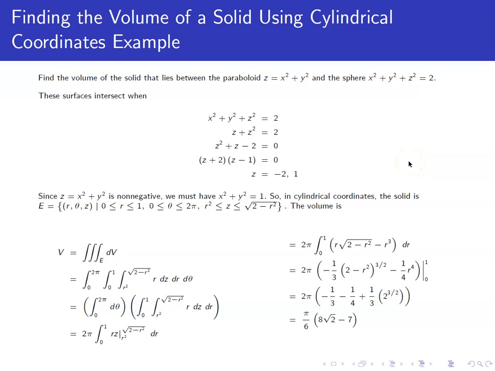In this video, we're going to look at an example of finding the volume of a solid by expressing it in cylindrical coordinates and using a triple integral. So we've got the solid. It lies in between the paraboloid z equals x squared plus y squared and the sphere x squared plus y squared plus z squared equals 2.